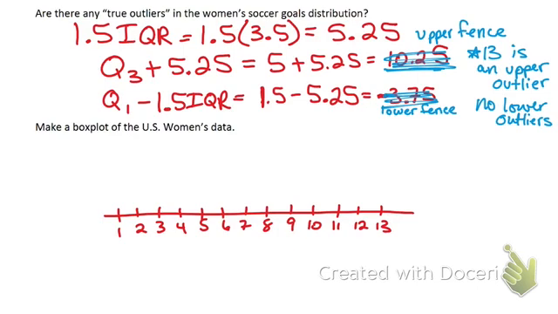Next, we are going to mark where the Q1, median, and Q3 are with a vertical line. Where was Q1? Q1 was 1.5. What was the median? 2.5. What was the Q3? 5. I mark them and I turn them into a box.